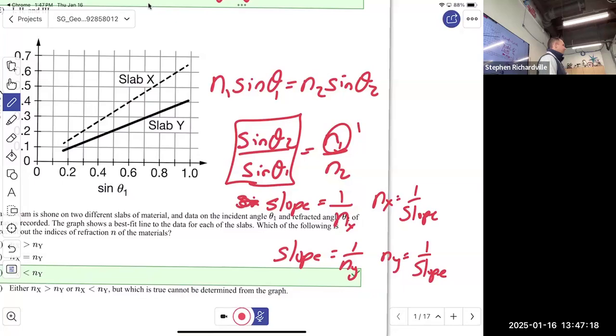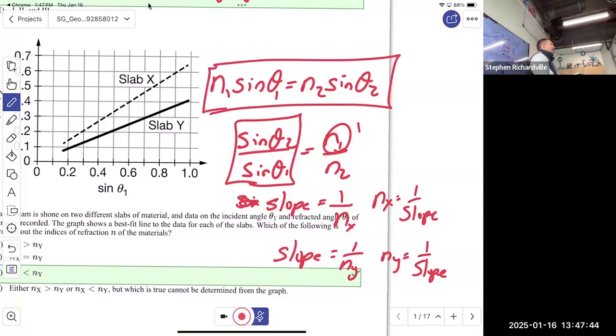Sine theta 1 on the y. So if sine theta 1 is on the y and sine theta 2 is on the x, then bigger slope wins. Does that kind of make sense? That one's really tricky, right? So what I have to do is always go back to this. And if it's sine theta 1 versus sine theta 2, then my slope actually is inverse. It's okay.